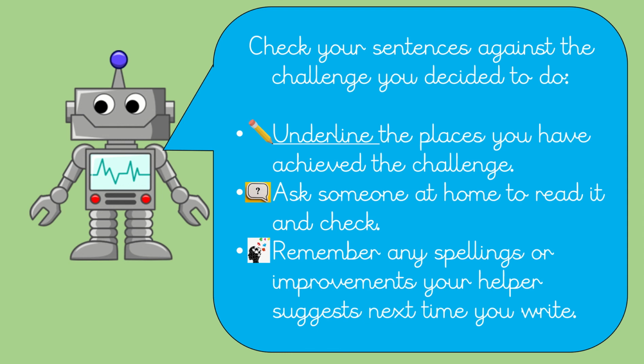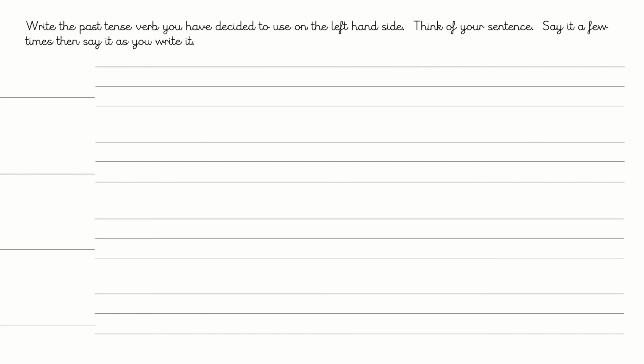Right, Rex is saying, check your sentences against the challenge you decided to do. Underline the places you have achieved the challenge. Ask someone at home to read it and check. Remember, any spellings or improvements will help us suggest next time you write. Okay, can you do that, guys? Here's your piece of paper. You can do this on the piece of paper if you manage to print it. If not, you can do it on a piece of paper at home. Write the past tense verb you've decided to use on the left-hand side over here. Think of your sentence, say it a few times, then say it as you write it. Then you need to check it, don't you?